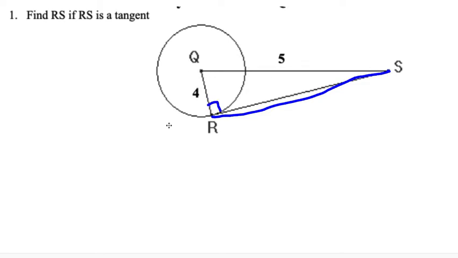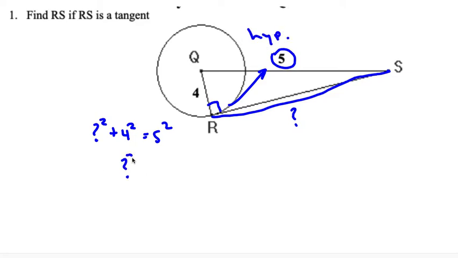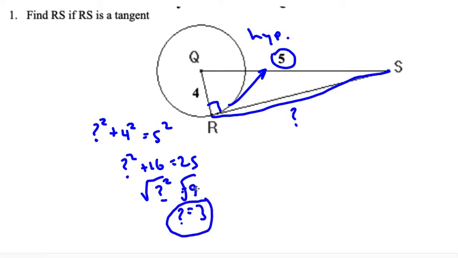So we know that that's a right angle, which means if we call RS, let's say question mark, we know that question mark squared plus the other leg, which is 4 squared, equals 5 squared, because we know that that's the hypotenuse. It's opposite the right angle. So then question mark squared plus 16 equals 25. Subtract 16. Question mark squared is 9, which means that question mark equals, when we take the square root, 3. If you recognize this is a 3, 4, 5 right triangle, that is fine also.